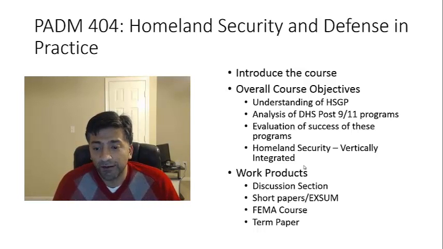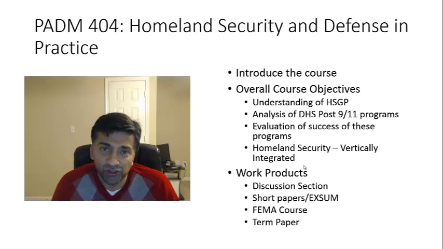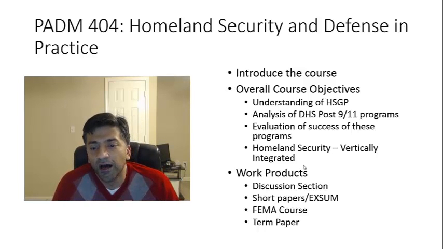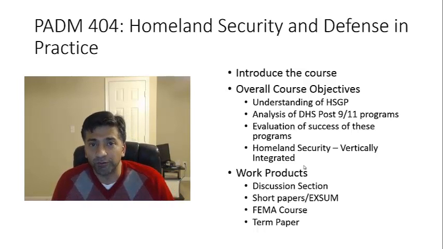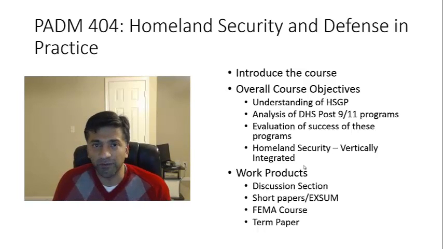So that's the first work product. The second is a series of short papers, executive summaries, talking points, that are pretty short, 1,000 words, 1,500 words. Most of these are information papers. As we get closer to the end of the course, what I'm expecting is a little bit more analysis in these papers. The first one is going to be primarily just an information paper.